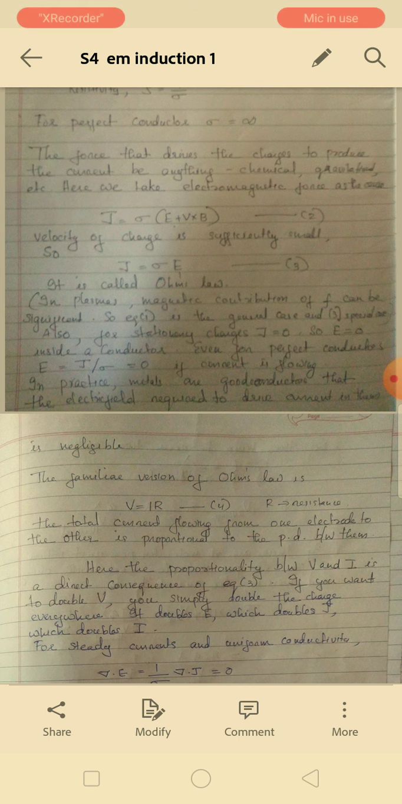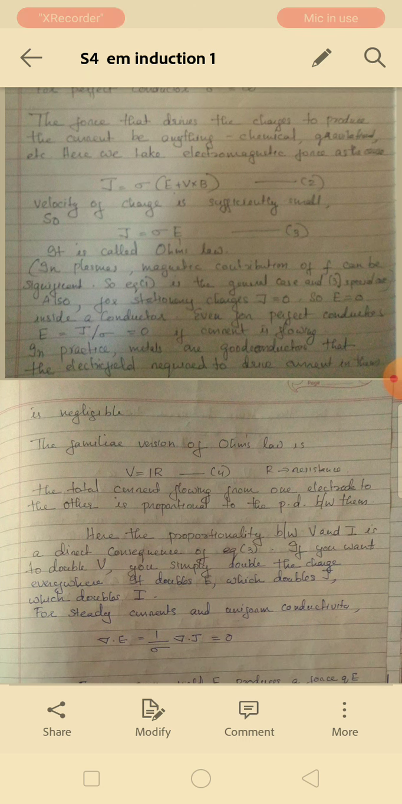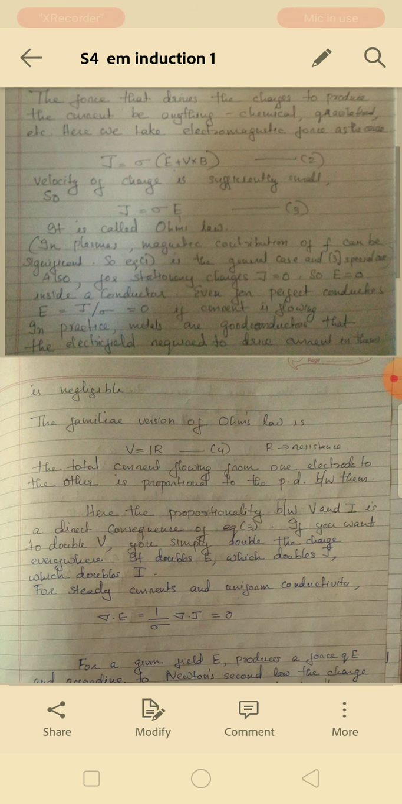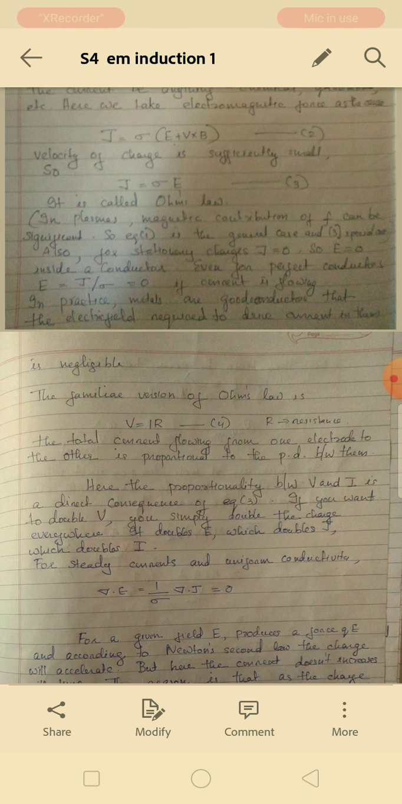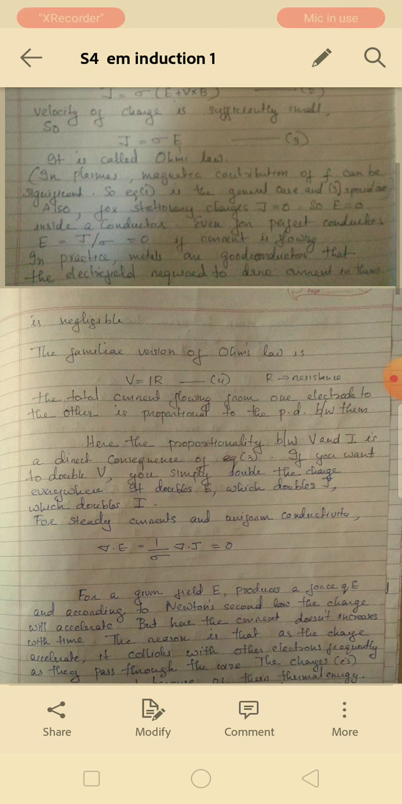Also for stationary charge, the current flowing is 0, so current density is 0, so the electric field is 0 inside the conductor. That means for a perfect conductor, the electric field is 0 even if the current is flowing. But in practice, metals are good conductors. The electric field required to drive current in them is not 0, it is negligible.